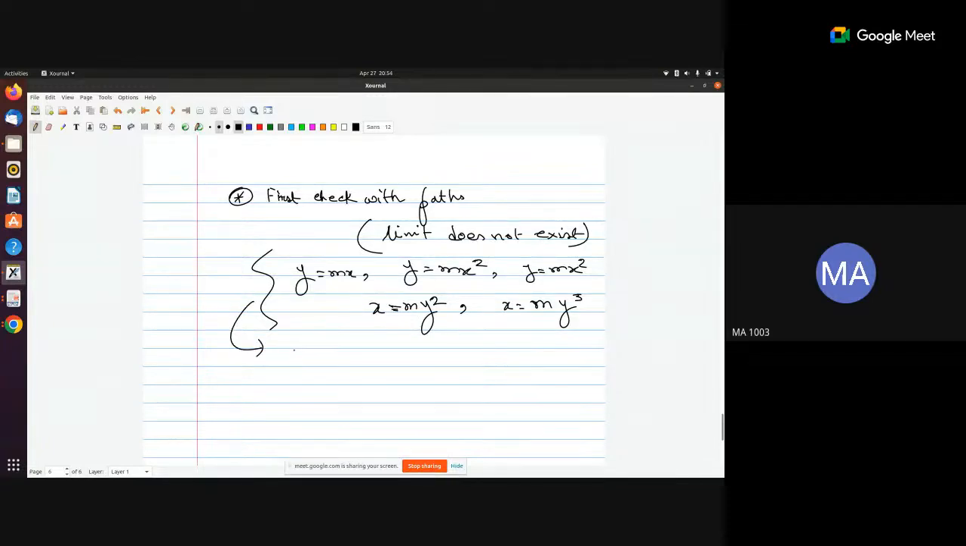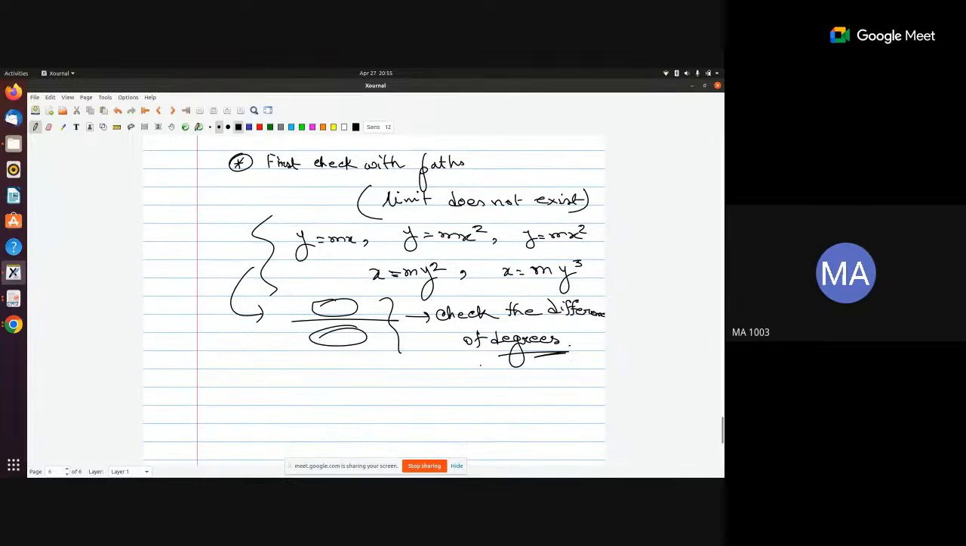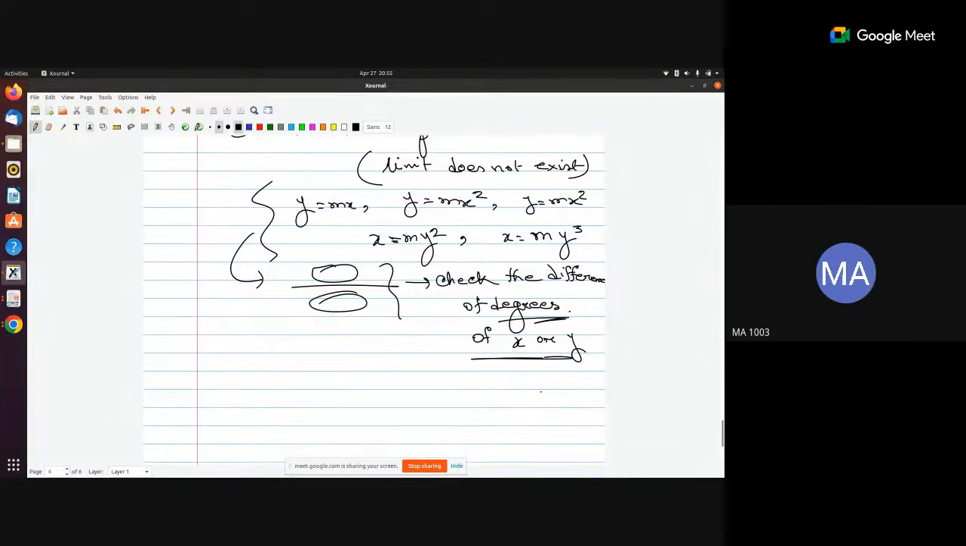It generally depends. Suppose I have this type of function, so numerator and denominator are there. Check the difference of degrees, of x or y. That will give you an idea which path you should take. Then you should go to sandwich.